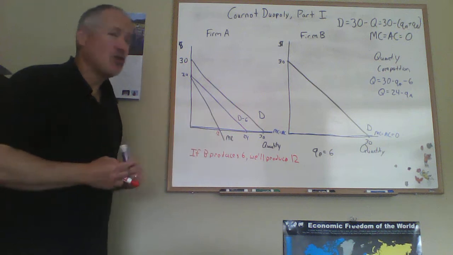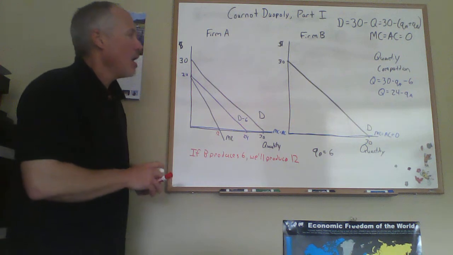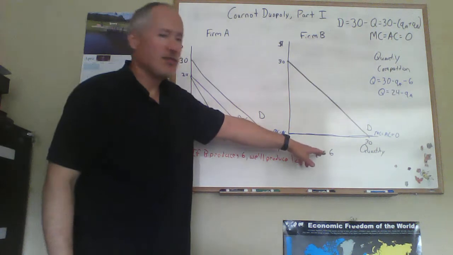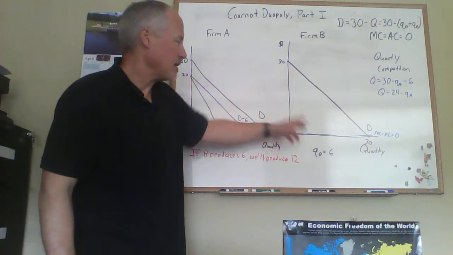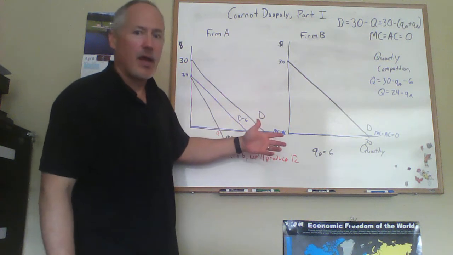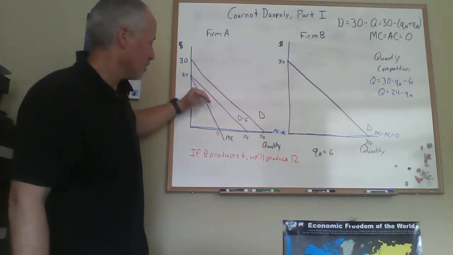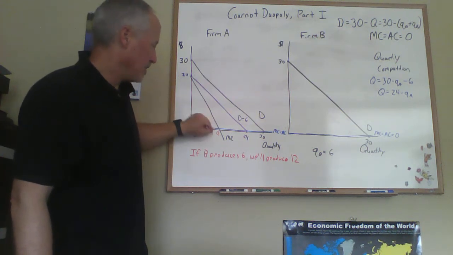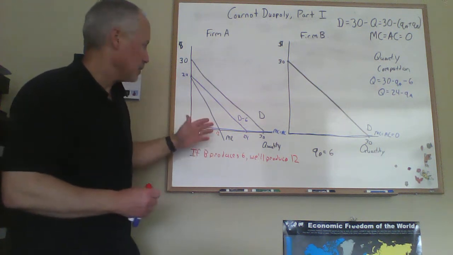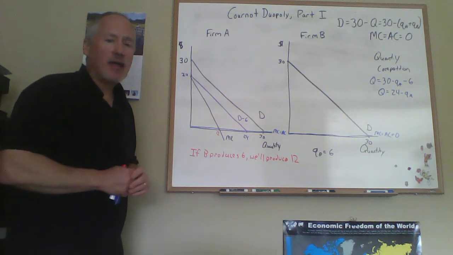Now, the choice of 6 for B was very arbitrary. I just made that up. One thing we could do is repeat what we did here for lots of different quantities for B. We could say, what if it's 2? What if it's 12? What if it's 20? In each of those cases, we would redraw the demand curve for firm A and then figure out the profit-maximizing quantity for each of those different choices by firm B.